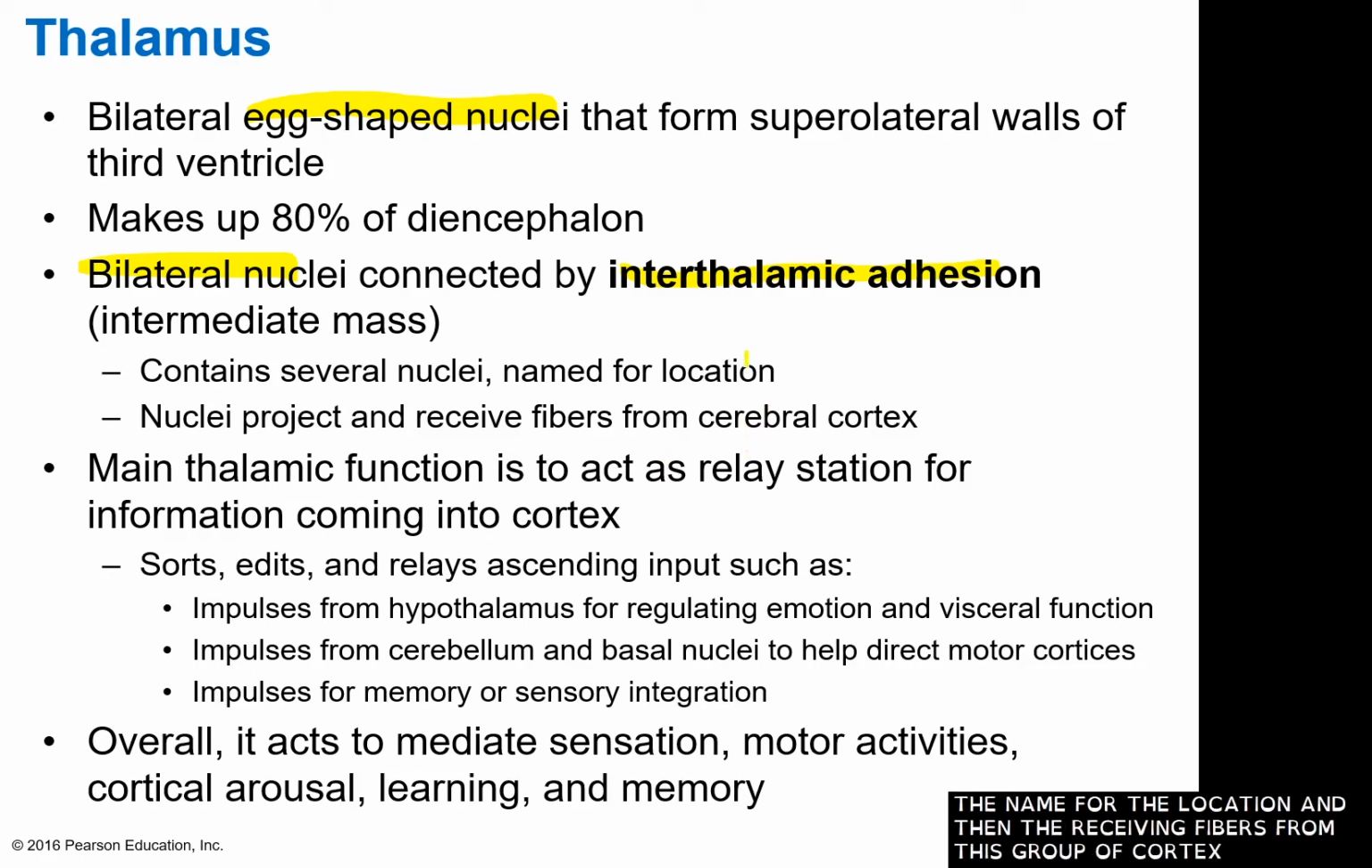So the thalamus is a major, major integration area. It's a relay station for information coming to the cortex. So it sorts, edits, and relays ascending inputs such as impulses from the hypothalamus, so emotion and visceral function, organ function, impulses from the cerebellum and the basal nuclei for motor activity, and then memory and senses. So overall, it acts to mediate sensation, motor activities, cortical arousal, learning, and memory.